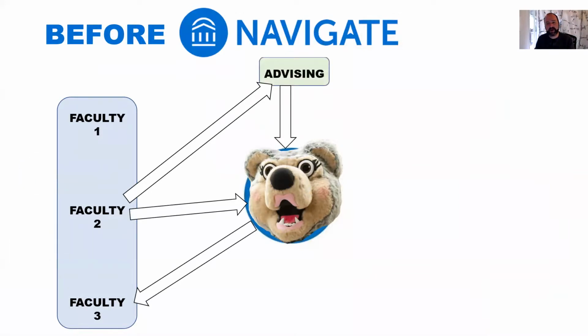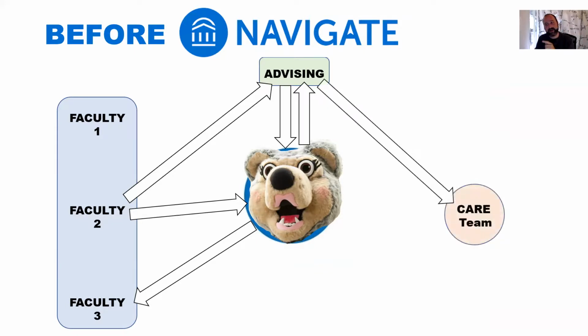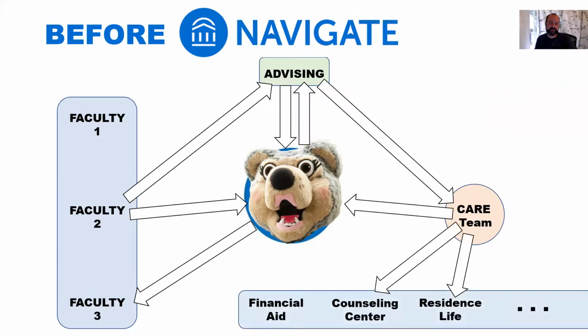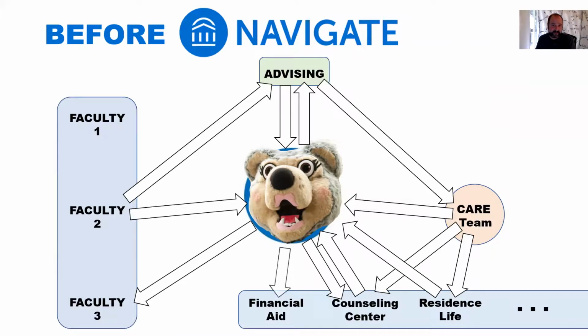So advising reaches out to Holly, Holly gets back to them and says, here's all the problems I'm having. Advising says, aha, this is a care report issue, and so they reach out to the care team. And the care team gets things going. The care team reaches out to Residence Life and the counseling center and Holly. Well, then that's kind of out of the care team's hands, right? And so then Residence Life reaches out to Holly, and the counseling center reaches out to Holly. Holly ignores Residence Life and gets back, luckily, with the counseling center, and then independently talks to financial aid.